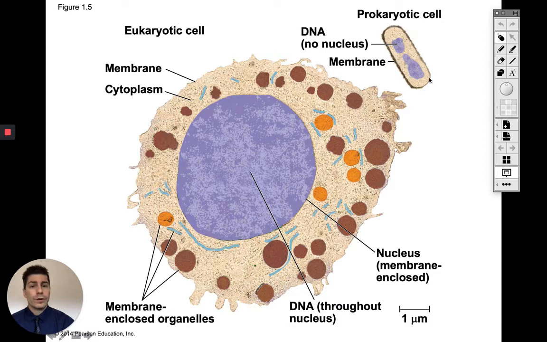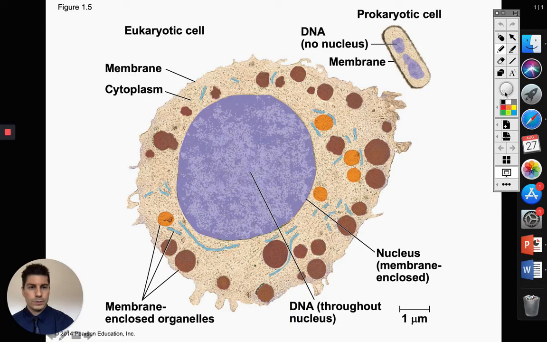Up top, we have our prokaryotic cell. They estimate it to be between 10 and 100 times smaller than the eukaryotic cell. And you guys can see there's all these brown and orange organelles in our eukaryotic cell, and they are not in the prokaryotic cell. Now, you can see the purple area here, and I know it kind of looks like a nucleus, but it's not. It's actually just the DNA pretty much just chilling there in the middle of everything. So the prokaryotic cell, the DNA is not enclosed in a nucleus. It's just chilling there in an area called the nucleoid, okay?